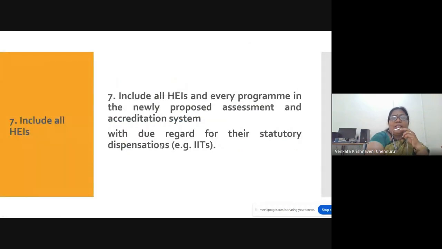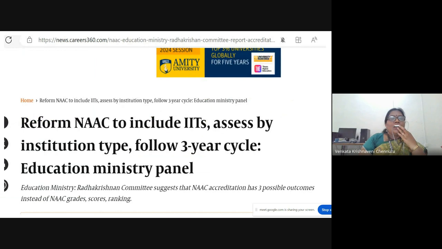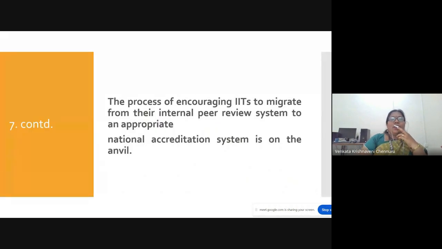Include all HEIs and every program in the newly proposed assessment and accreditation system with due regard for their statutory dispensations, by giving their own preferences, by giving priority to them, but still making them to be included in this umbrella. So reform NAAC to include IITs, assessed by institution type, follow a 3-year cycle, education ministry panel. This is the news about this inclusion of IITs also into NAAC.